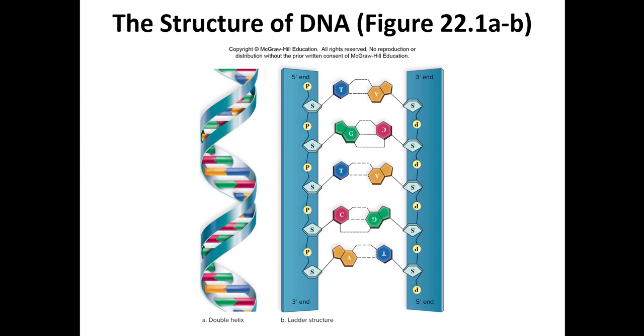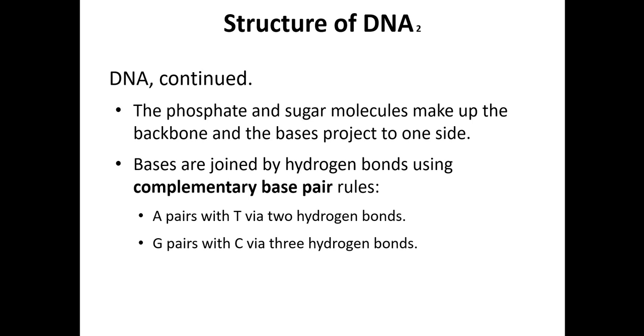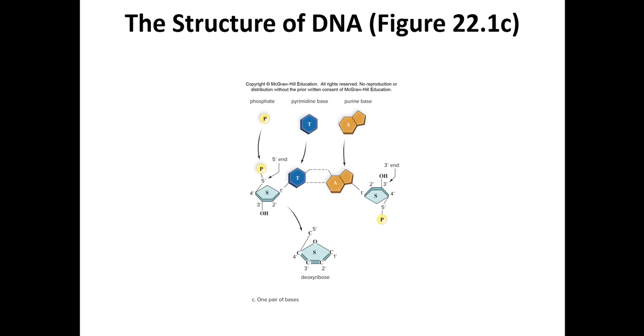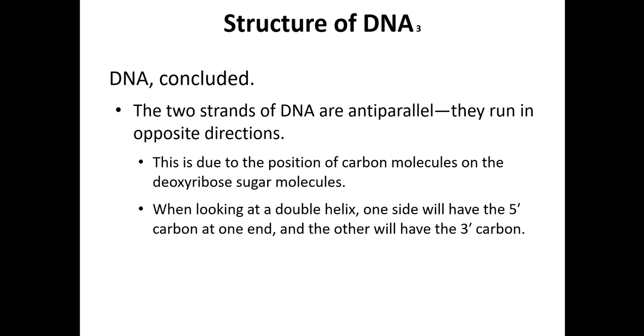Here's a picture showing you the helical structure and the ladder-like step. The base pairs are A to T and G to C. A pairs with T with 2 hydrogen bonds, and G pairs with C with 3 hydrogen bonds. Over here, the picture shows you the pyrimidine and the purine bases.